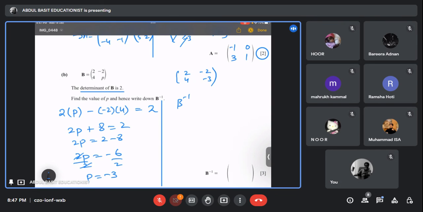So B inverse is equal to, Ramsha, 1 divided by determinant of B times adjoint of B. Yes or no? So determinant of B according to the question is 2, and adjoint of B is what? It means you have to change the places. So that would be minus 3 and that would be 2. And now the signs of these two will change. So 2 and that would be minus 4. So this is the answer. So 1 by 2 you can write it this way: minus 3, 4, sorry, minus 4. Don't forget the signs, okay? It's 2 and 2. So that's where you can score 3 marks. Is this clear, everybody?